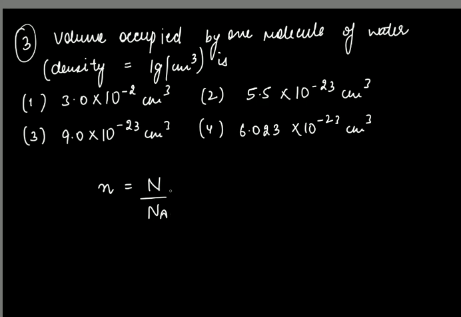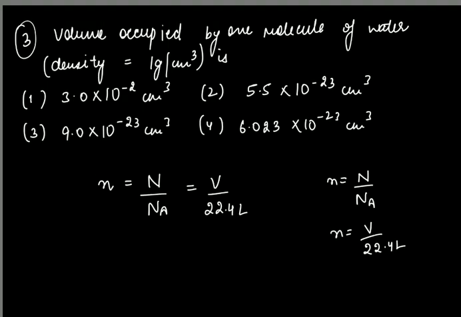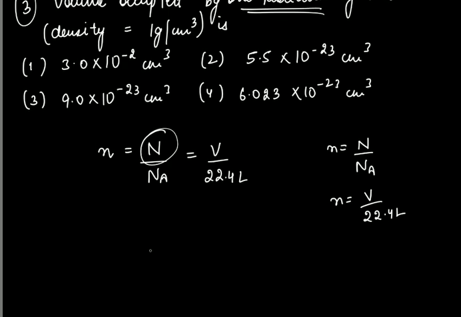So this is a given number, right? And they're asking about the volume, and this in turn is equal to V by 22.4. Because number of moles are given by two relationships, given number divided by Avogadro constant, number of moles is also equal to V by 22.4 liter. So we can compare these two relationships together. So now if we say one molecule, right? So this capital N is 1, 1 divided by Avogadro constant.